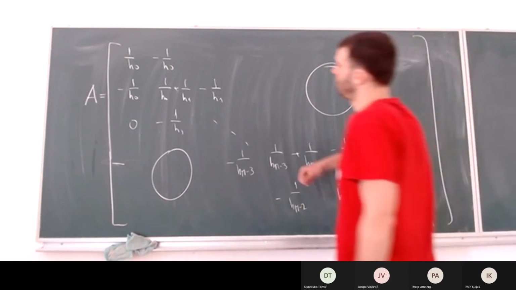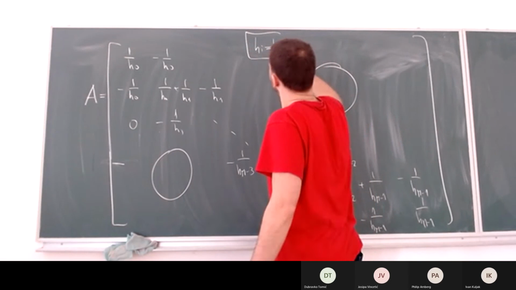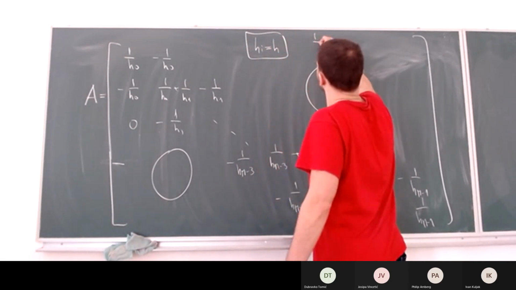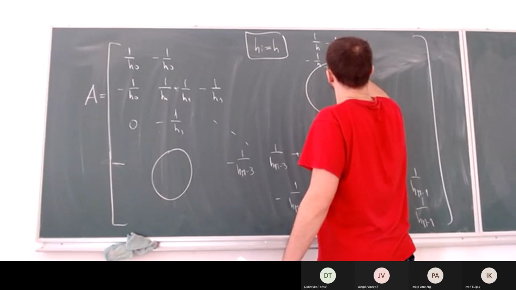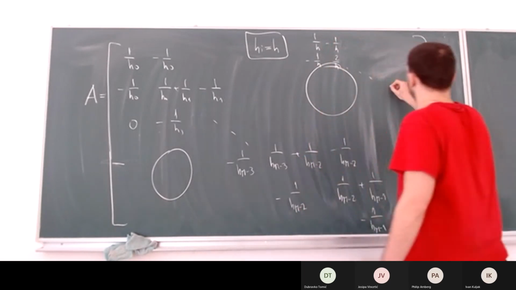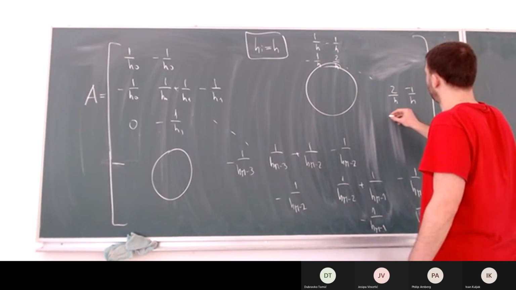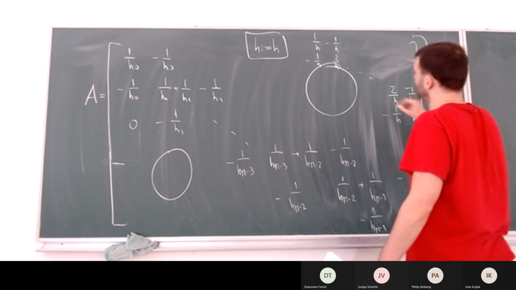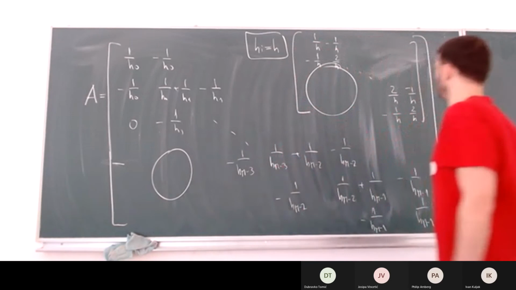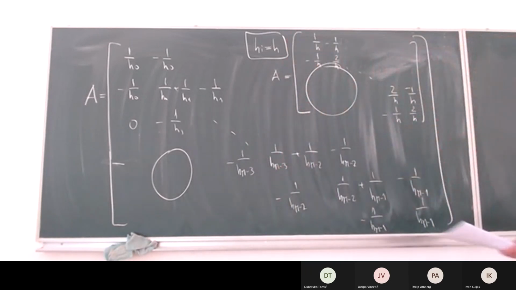And if all Hi are equal to H, you'll get 1 over H, minus 1 over H, minus 1 over H, 2 over H, 2 over H, minus 1 over H, minus 1 over H, 2 over H. If all Hi are equal, this will be our stiffness matrix.